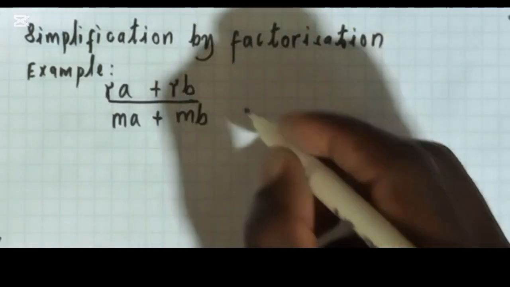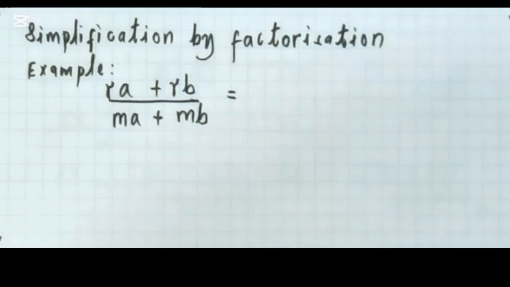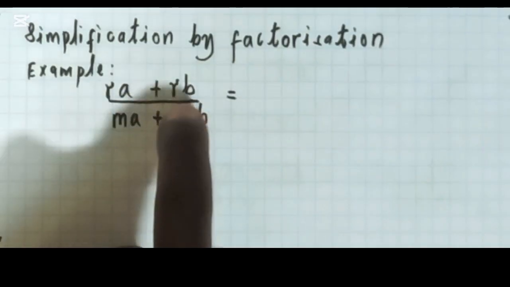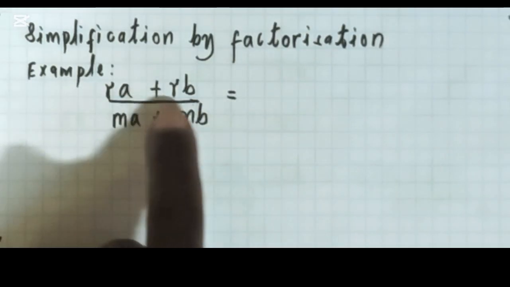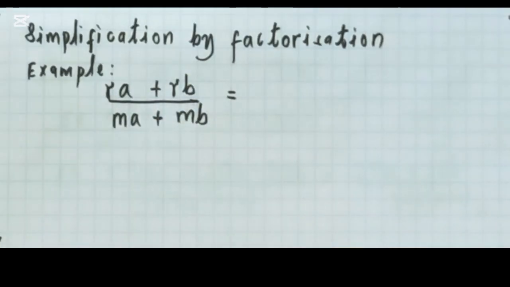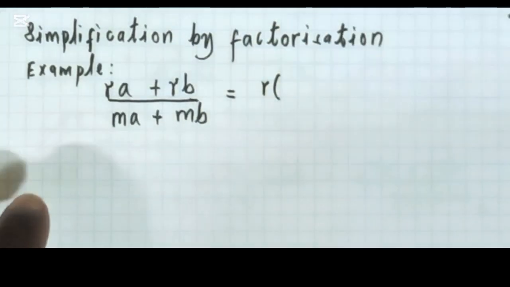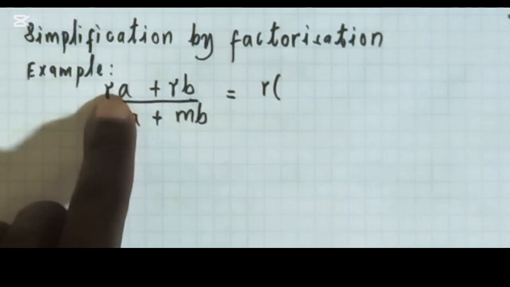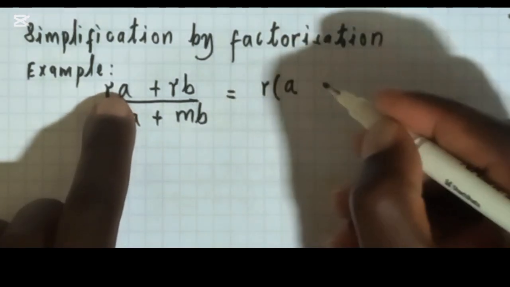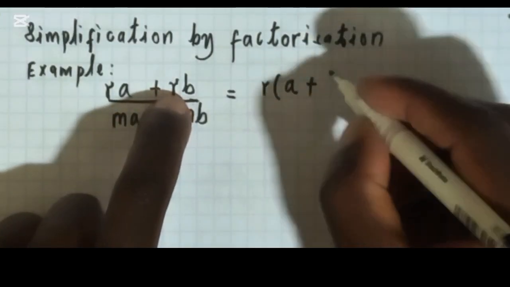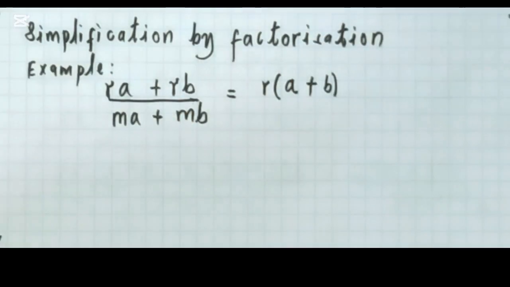Okay, so I want you to look at our numerator. Okay, and we are having RA plus RB. And so R is common in this particular expression that is in our numerator. So we can pull that R out, which is the common divisor. So when we pull that R out, we are going to have R into RA divided by R will give us A plus RB divided by R will give us B. So we are having R into A plus B for our numerator.